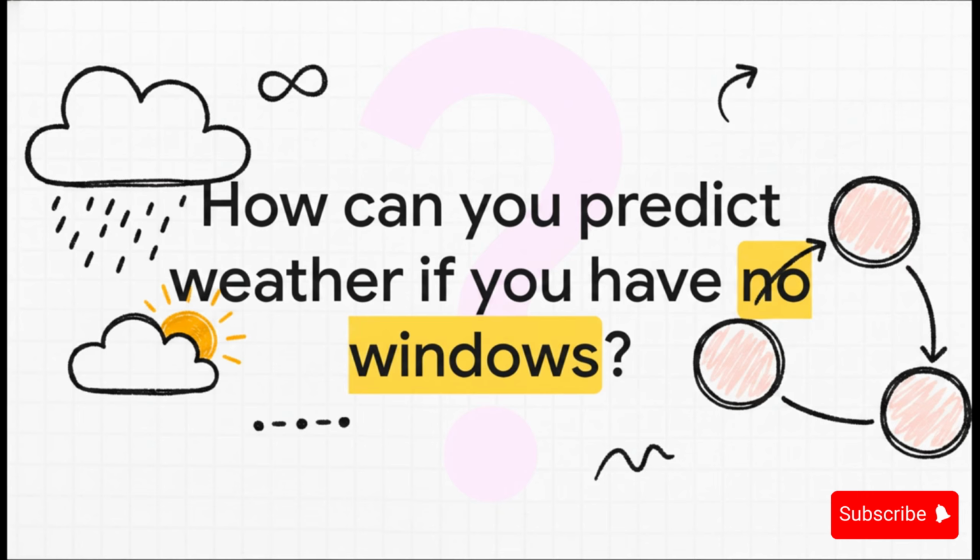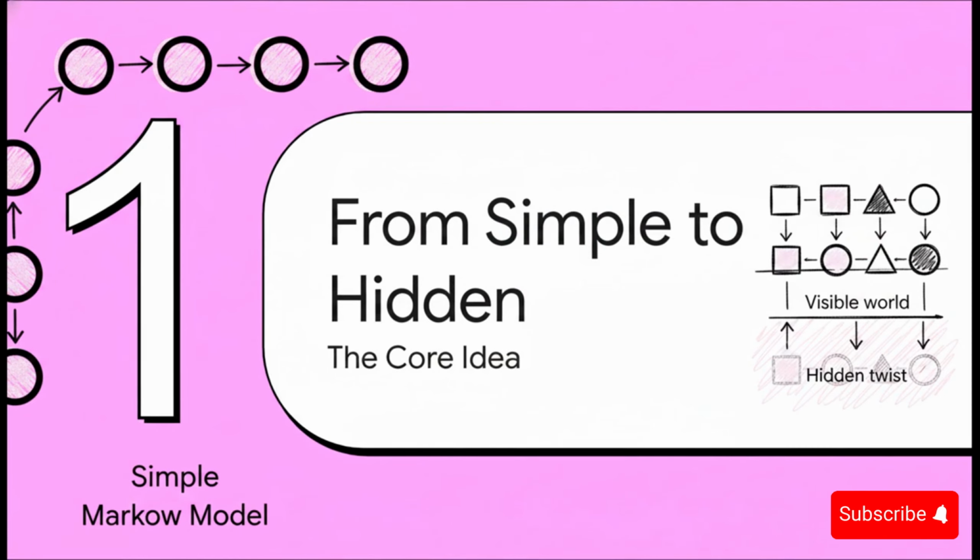This is the exact kind of puzzle that leads us straight to a Hidden Markov Model. Now, I know the name sounds a little intimidating, but stick with me here, because the idea behind it is actually super intuitive. Let's dive right in. Okay, to get our heads around this, we're going to start with a world we can see, using what's called a simple Markov model. And then, we're going to add a twist.